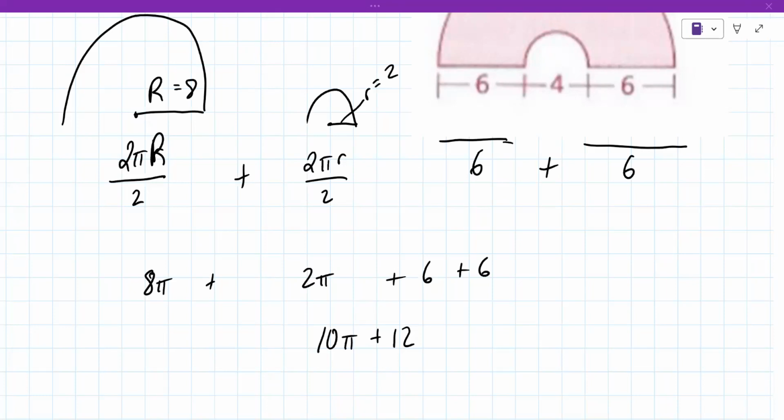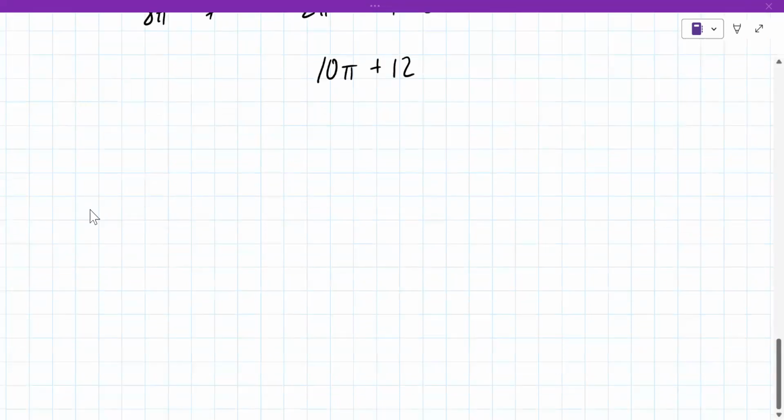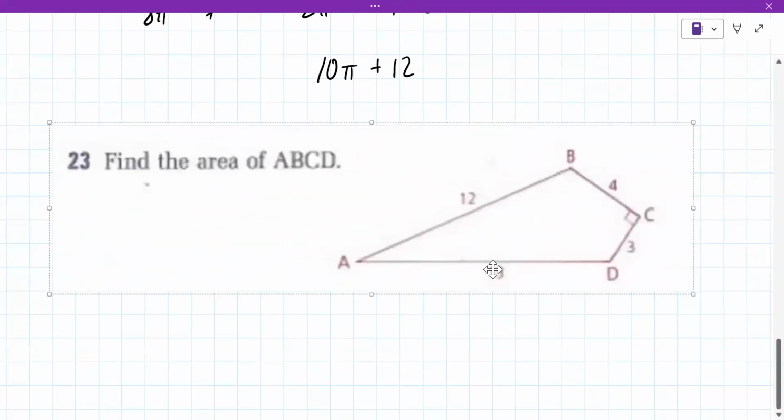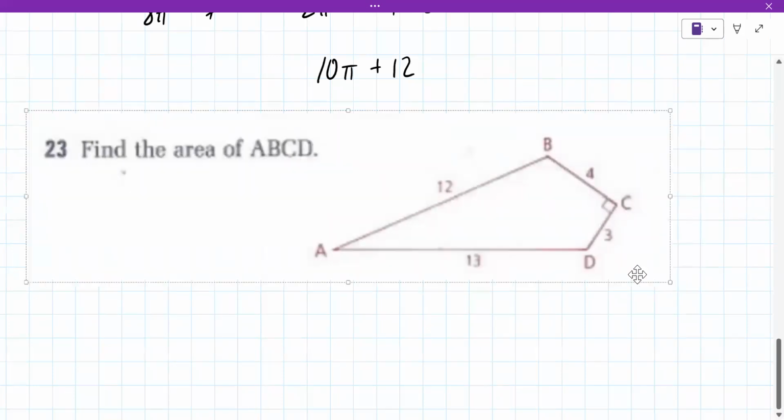On to 23. Yes, please. So there's a couple of ways to do this problem. There is a formula for a four-sided quadrilateral area, but no idea if you guys would have that. But one thing you can do is sometimes you add lines.